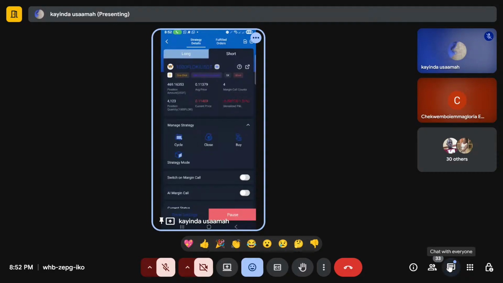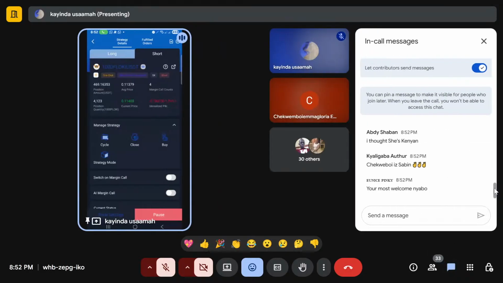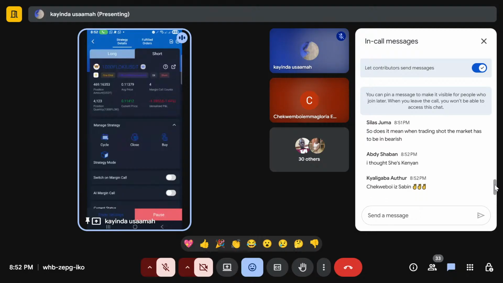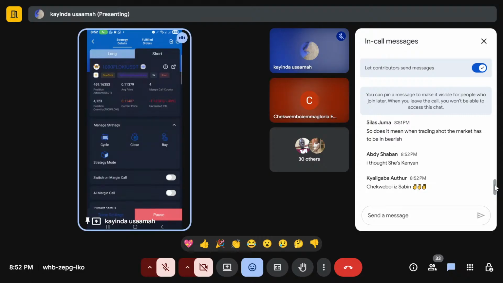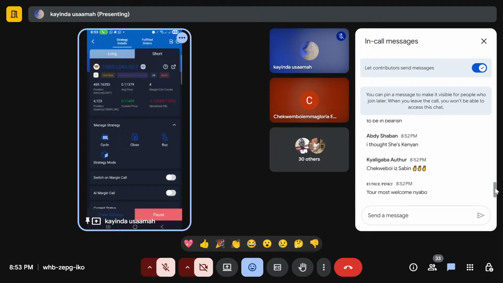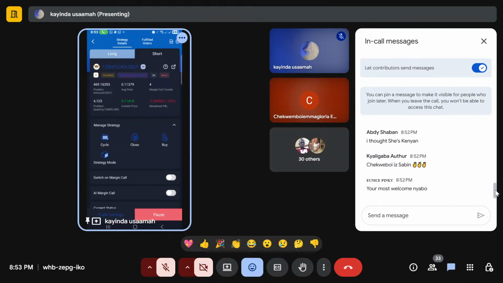If you have questions, you can type them in the chat box. The question is: does it mean when trading short, the market has to be bearish? See that trade signals, brother. But that's an obvious answer. Short, market going down. Long, market going up.